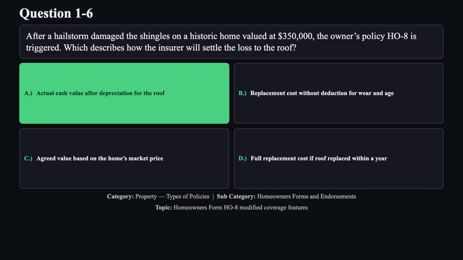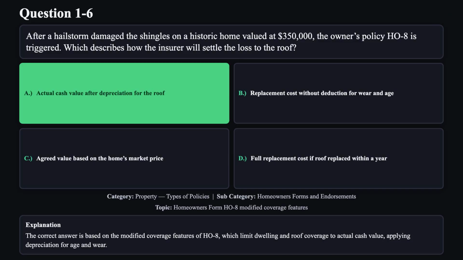The correct answer is A. The correct answer is based on the modified coverage features of HO8, which limit dwelling and roof coverage to actual cash value, applying depreciation for age and wear.